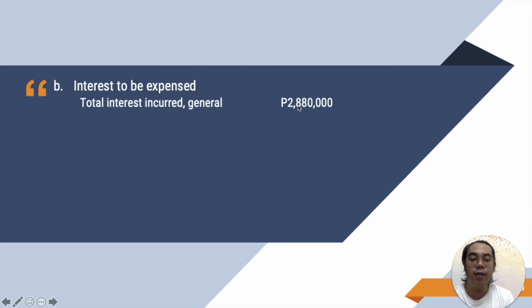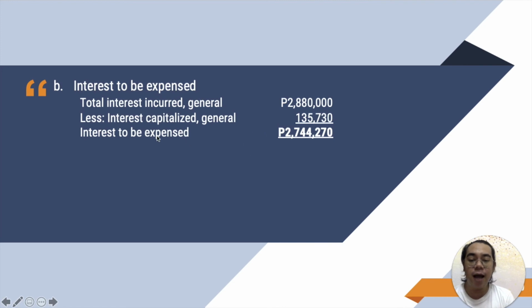For the expense, the amount to be expensed: the total interest incurred for general borrowings for the year is 2,880,000. Then you capitalized 135,730, which means the expense is only 2,744,270. So, that's it for our example for borrowing cost. That is where our lecture and discussion for borrowing cost ends. Now, it's your time to test your knowledge.